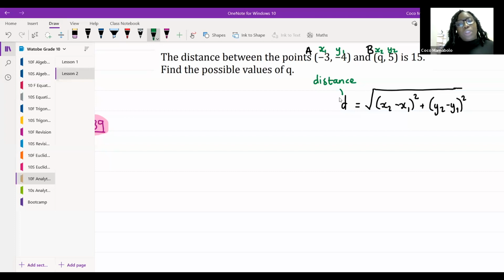Now, guys, I'm going to ask you, what am I going to replace my D with? If my D is my distance, what does my question tell me my distance is? Good. It's 15. The question says the distance between the points is 15. So we're going to replace D with 15.